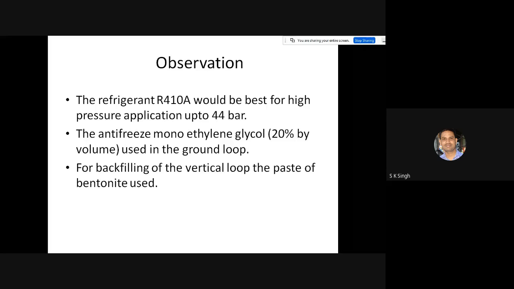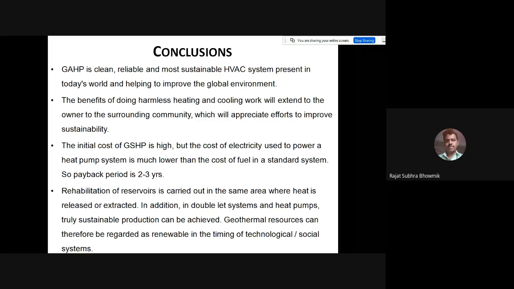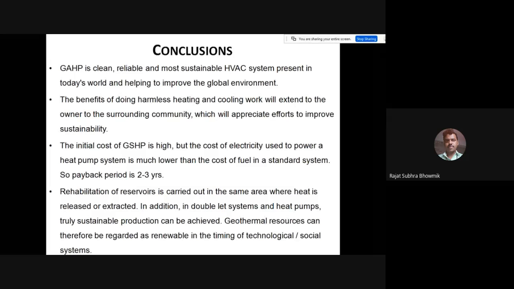So my conclusion is that a ground source heat pump is the clean, reliable, and most sustainable HVAC system present in today's world, helping to improve the global environment. The benefits of harmless heating and cooling extend from the owner to the surrounding community, which will appreciate the effort to improve sustainability. The initial cost of a ground source heat pump is high, but the cost of electricity used to power a heat pump system is much lower than the cost of fuel in a standard system. So the payback period is 2 to 3 years.